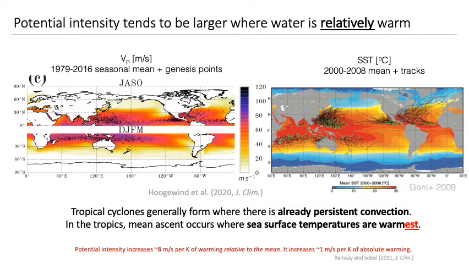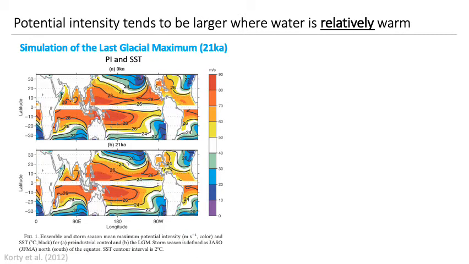Regions where the sea surface temperatures are relatively warm are where you're going to get deep convection, where you're going to have higher potential intensities, and where you're going to be able to support tropical cyclones. Two really nice examples hammer home this idea that it's not the absolute temperature that matters, which is something you probably have heard many times. You just assume warmer sea surface temperatures mean much stronger hurricanes.